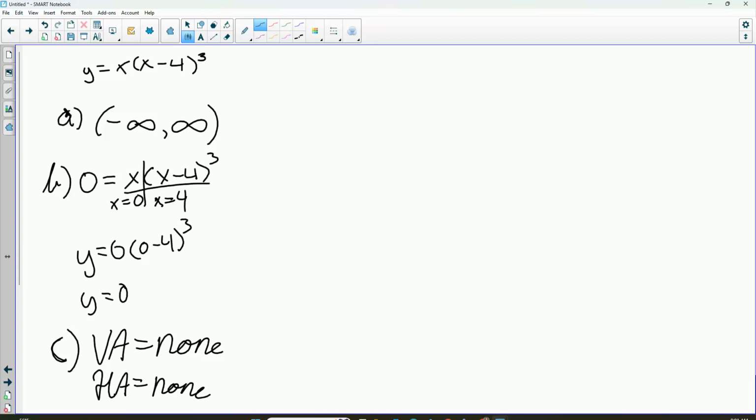Part D. Alrighty, increasing, decreasing. So first of all, we're going to start off by finding our derivative, which is going to come out to be 3x(x minus 4) to the second. He's doing the product rule right here, right? This is after I've done the product.